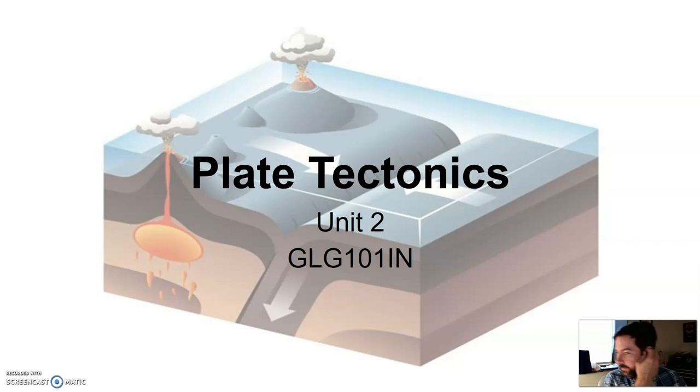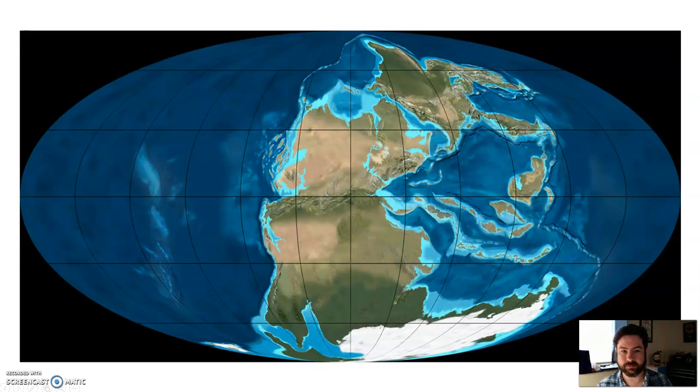So last time we left off in Unit 1 talking about the formation of the solar system 4.56 billion years ago, the formation of Earth, differentiation of the different layers of Earth, and the interaction between the layers of the Earth, which leads to plate tectonics. So let's jump into this unit. Now, at some point in the past, the Earth looked like this.